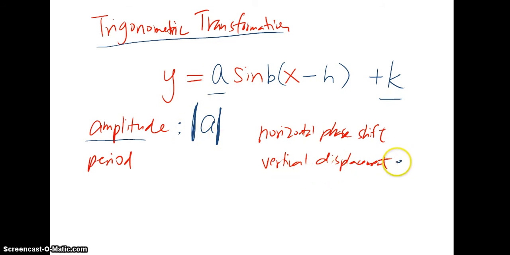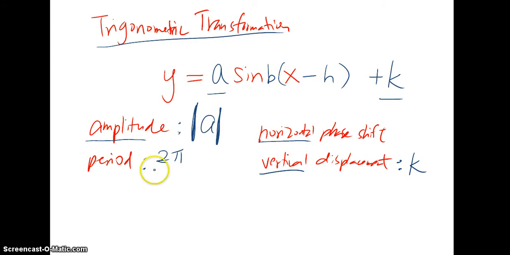Vertical displacement is how much the graph has moved vertically, so we use the value k for how much it is displaced. Okay, what's the period? The original period is 2 pi. Period and horizontal phase shift are about the horizontal component of a graph, so they will be affected by b and h. The original period of the function is 2 pi.